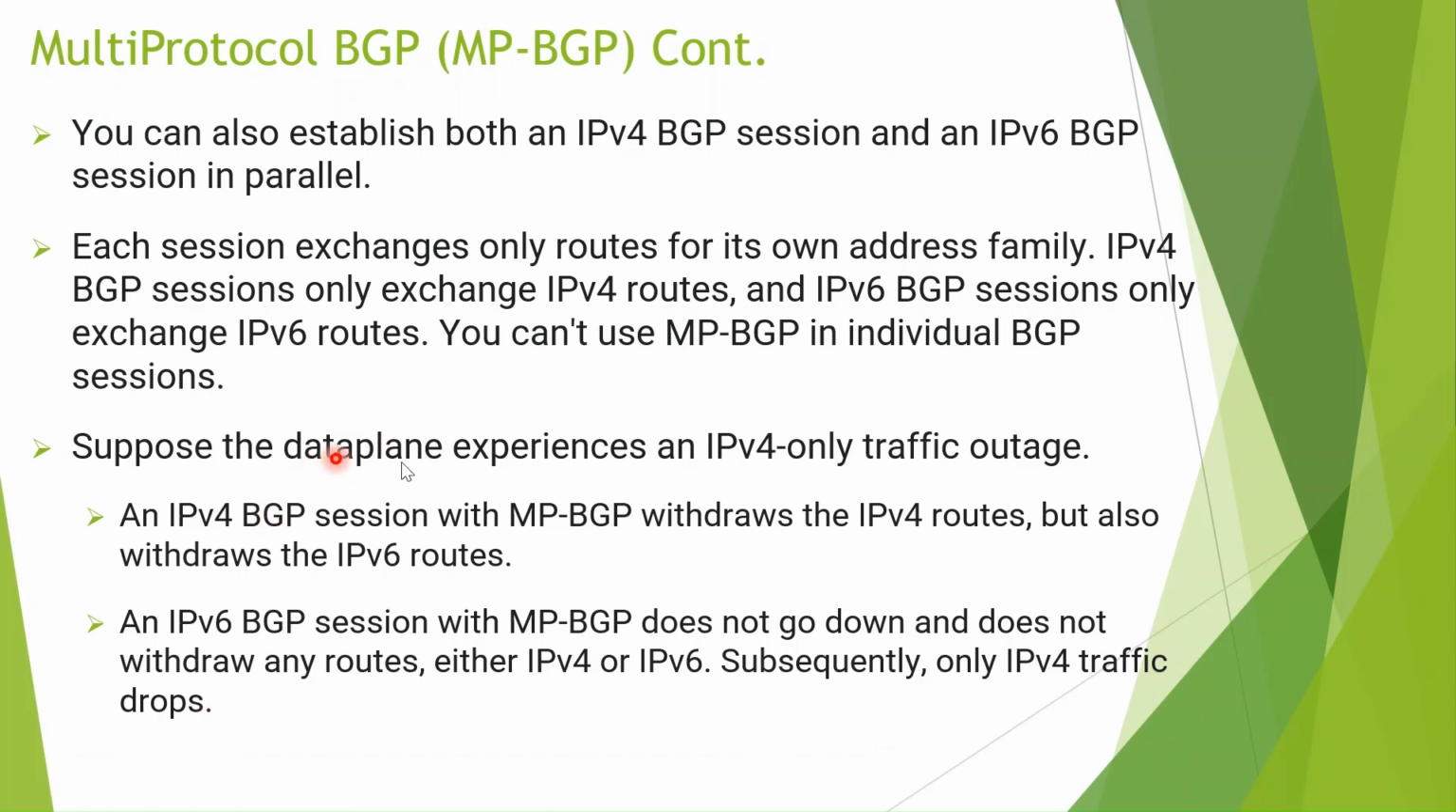So basically, if the data plane experiences an IPv4 traffic outage, and we are using an IPv4 BGP session, it will withdraw all the routes, IPv4 and IPv6 also. Whereas if our main session is IPv6, and over that we are sending IPv4 routes, it will not do anything, it will just drop the traffic.